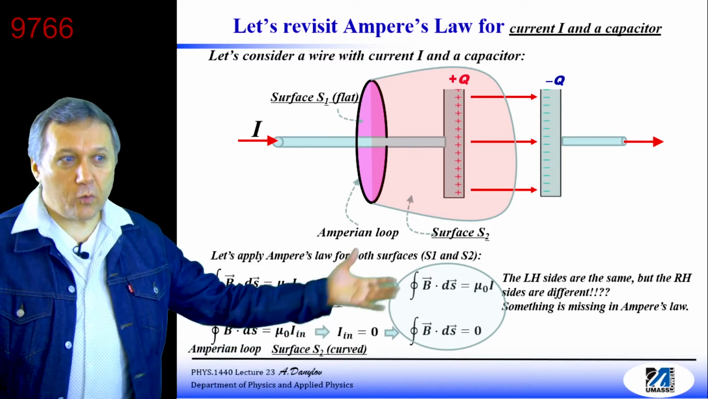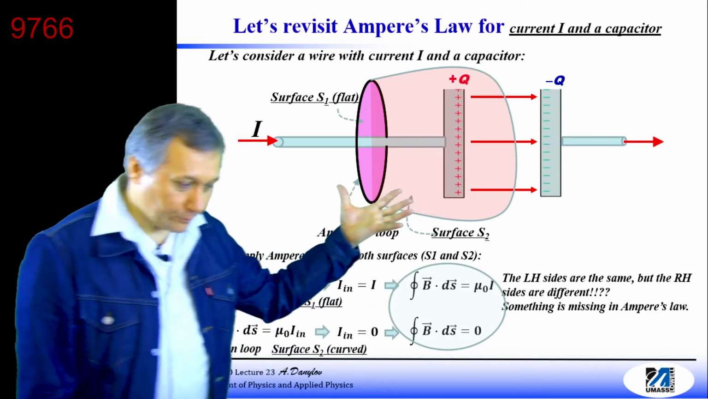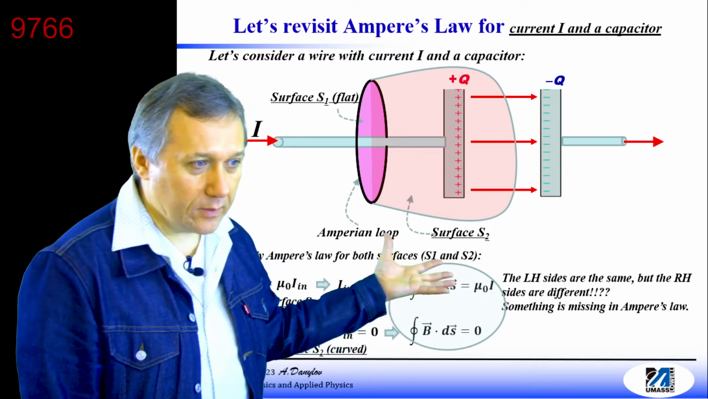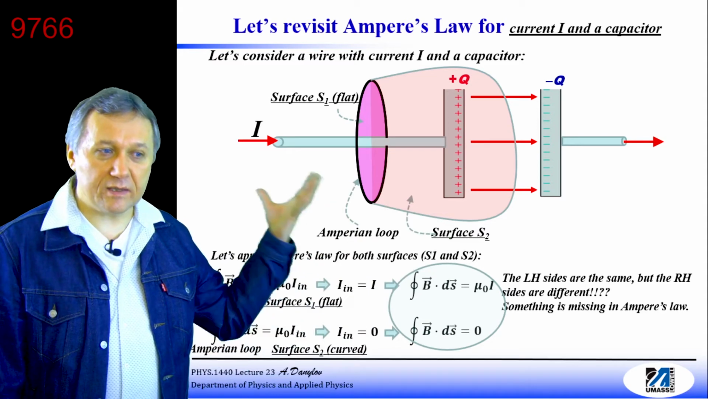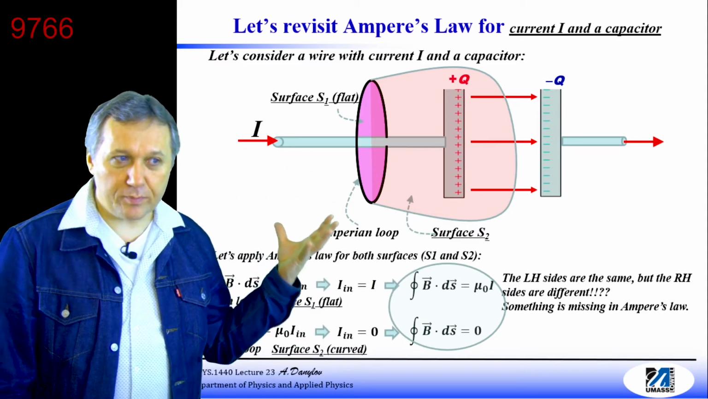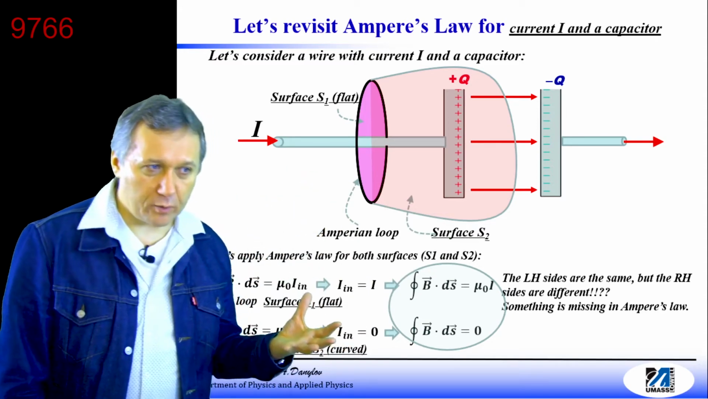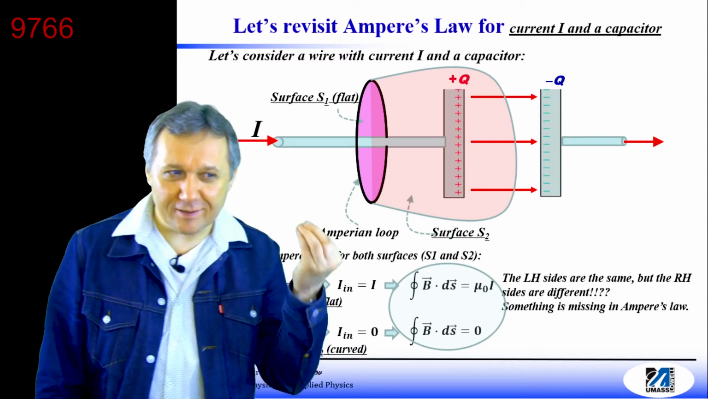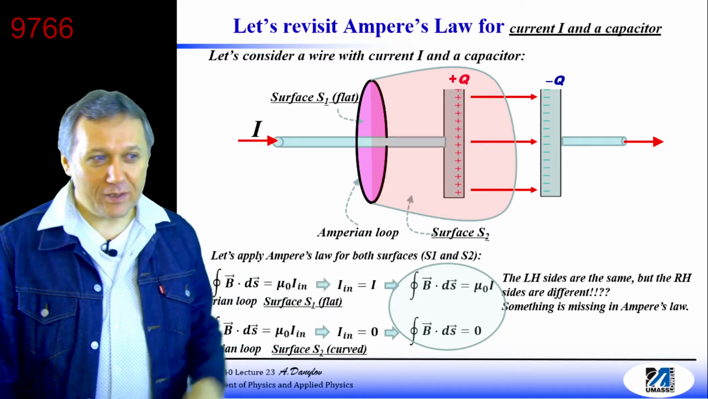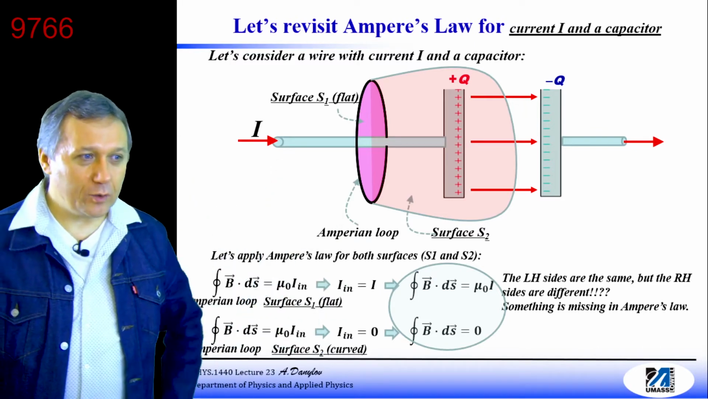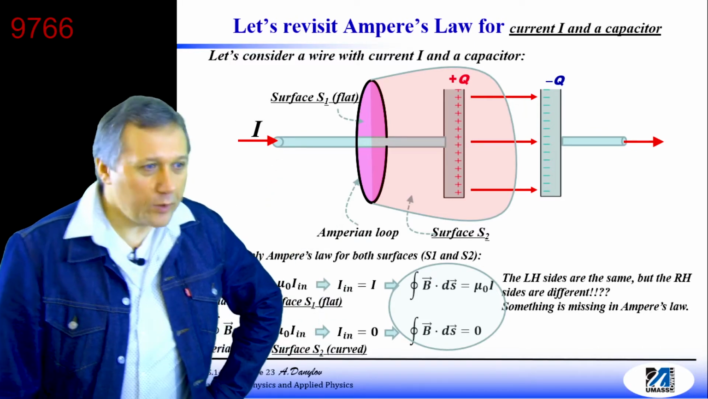And so when Maxwell looked at this example, and since Ampere's law failed to work, it means that in that form which we used, Ampere's law is not a fundamental law. If you find any single example in the universe where your fundamental law fails to work, it means that law is not fundamental.